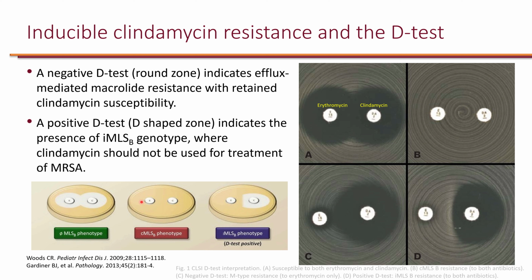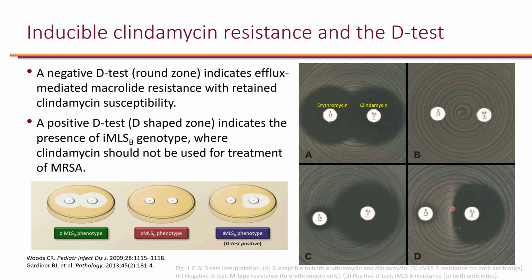Now, if it grows through the disc, that means it didn't care that there were antibiotics there, it was resistant to it, so it actually grew through. Sometimes you may get, and I will use the example over here, panel C, a large zone of inhibition around clindamycin, but it has actually grown close to the disc of erythromycin. So panel C shows resistant to erythromycin but susceptible to clindamycin. Now that's how it normally should be, right?